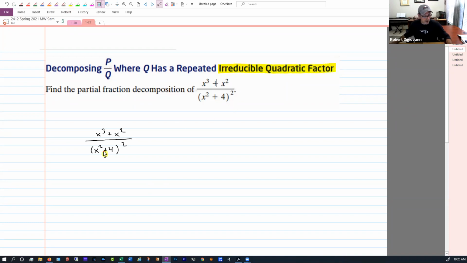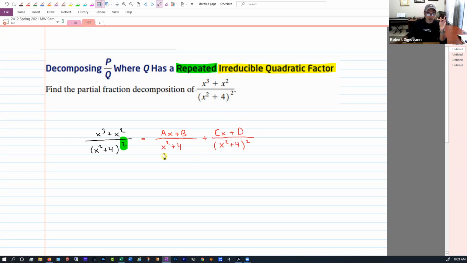Do you all agree? X squared plus 4 is irreducible. Yes. It's quadratic, but the fact that it's squared means it's repeated. So watch what I do. I think after I do it, you'll hopefully catch on to this. I'm going to write down the irreducible quadratic with a linear expression on top, ax plus b. But because it's repeated, I have to do plus, and now I have to do the irreducible quadratic again, this time squared, with cx plus d, another linear expression on top.